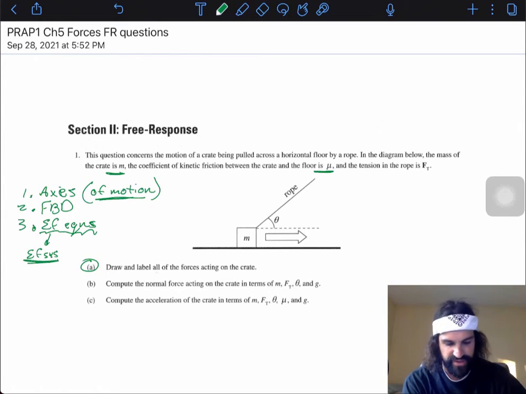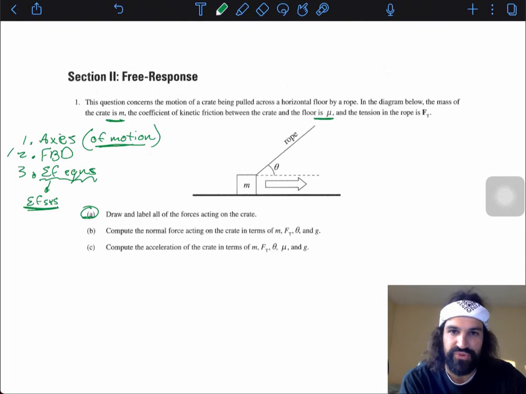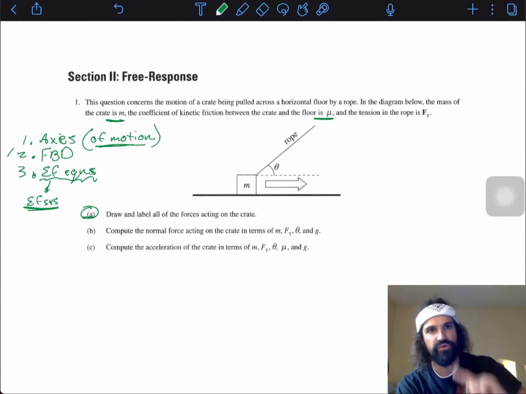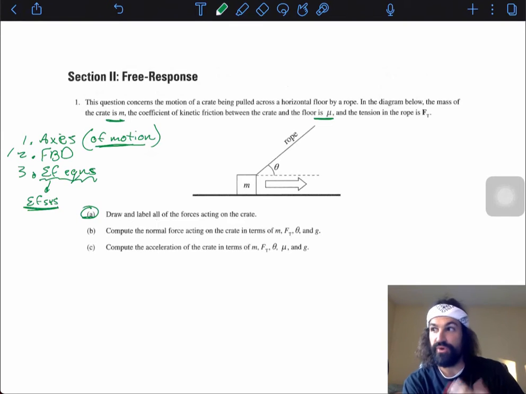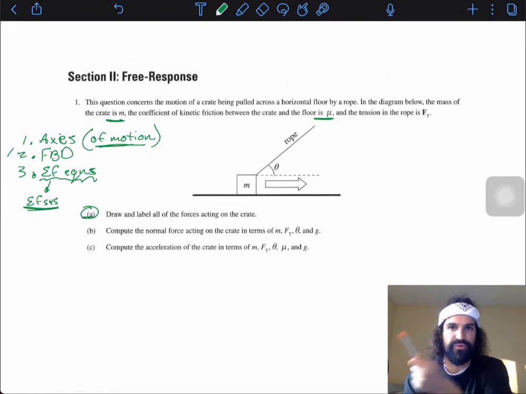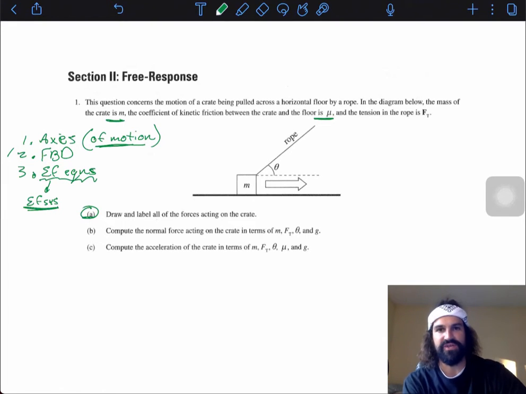So now we've gone through that, let's actually look at A, B, and C. A, that's our free body diagram. B, compute the normal force, and I'm automatically thinking, okay, normal force is a vertical force, so I'm going to be doing a net force equation for the vertical forces. And part C, acceleration, which is going to be horizontal. That's the way it's moving, and that's going to involve horizontal forces.